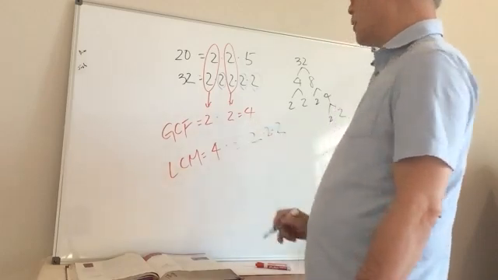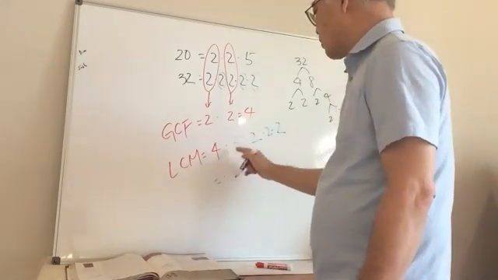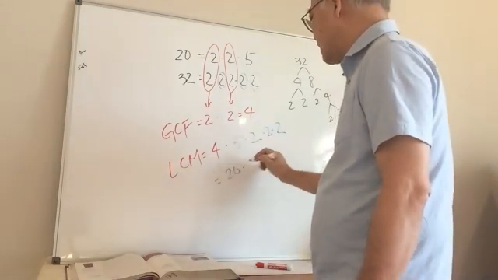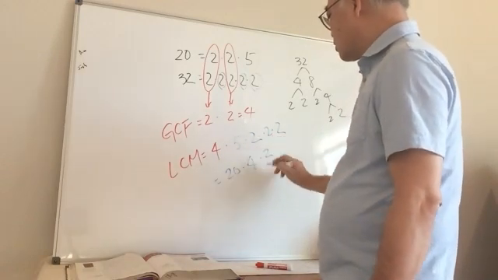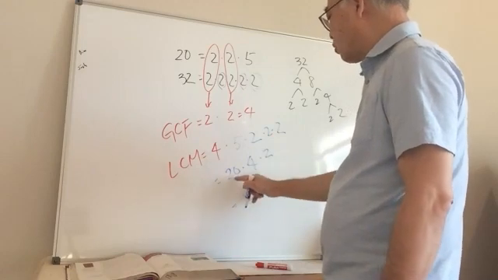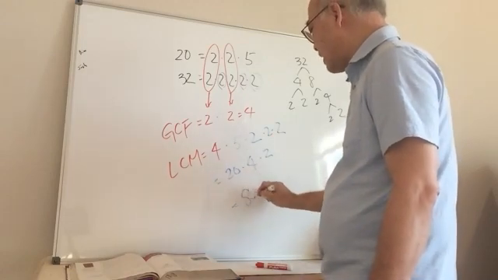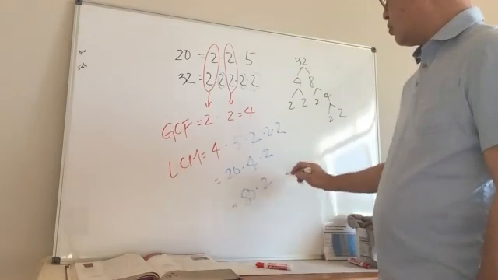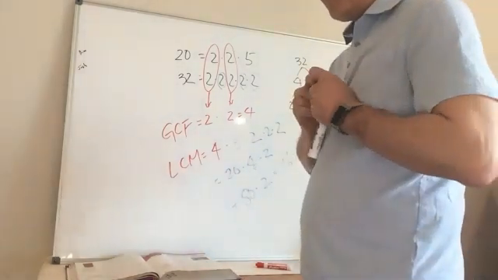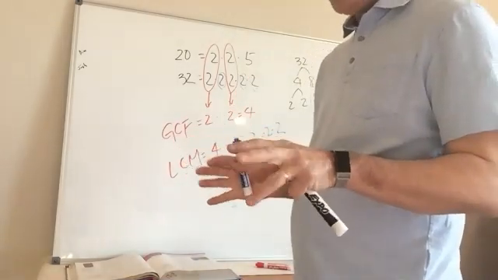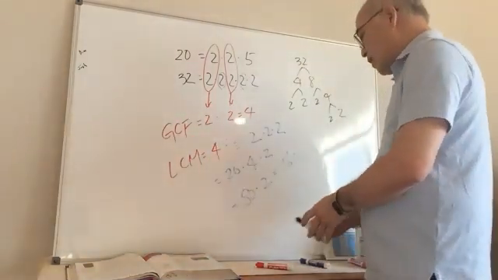Okay, so I have to multiply these all together. So 4 times 5 is 20. 2 times 2 is 4, times 2. So I get 20 times 4 is 80, times 2. 80 times 2 is 160. All right, are we all good now? Okay.